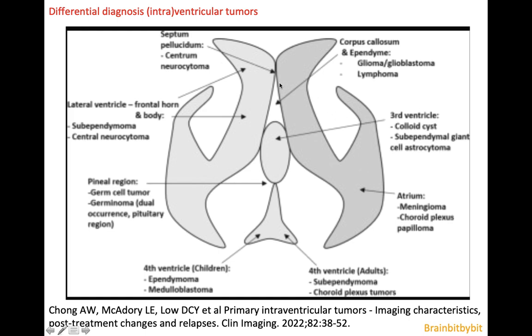So if the tumor arises from the septum pellucidum, the differential diagnosis is basically just the central neurocytoma. Whereas if it arises more from the frontal horns or the body of the lateral ventricles, you can also think of a subependymoma, and we will continue with that in the next video.